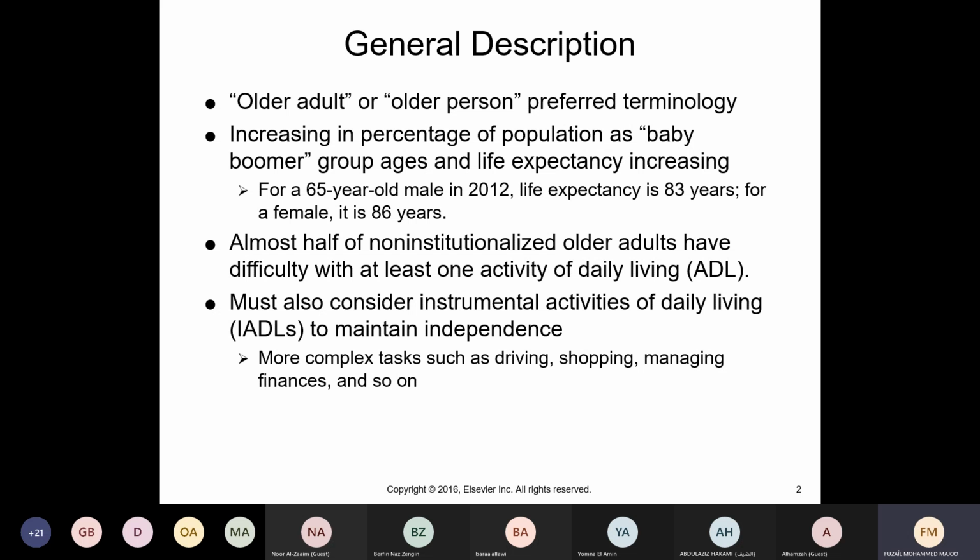Again, in 2012, in the United States at least, a 65-year-old male is expected to live up until the age of 83, and women live till age 86. So women outlive men. Anybody know why? Why do women live longer than men? Any clues?